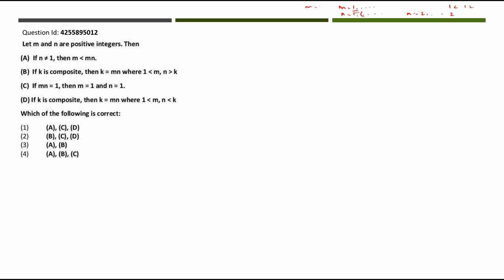When you have M equal to 2, N value is also at least 2 because it is not equal to 1. So M into N will be 4. In all cases you have M is less than M into N. So this statement is perfectly true. If N is not equal to 1, then M is less than M into N. Since N is having a value greater than 1, multiplying M by N always increases its value. So M into N is greater than M is always true when N is not equal to 1.